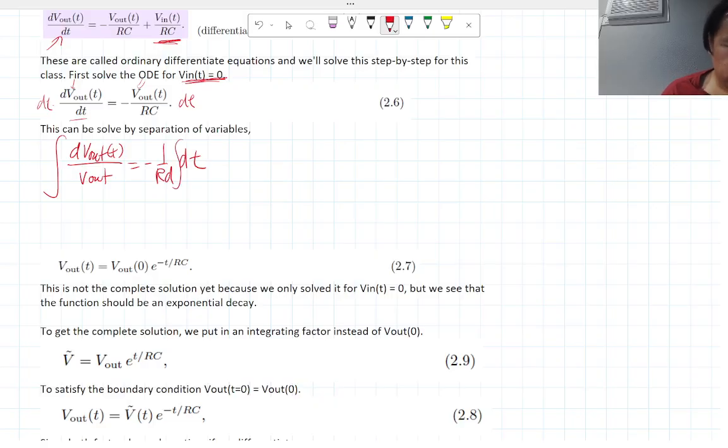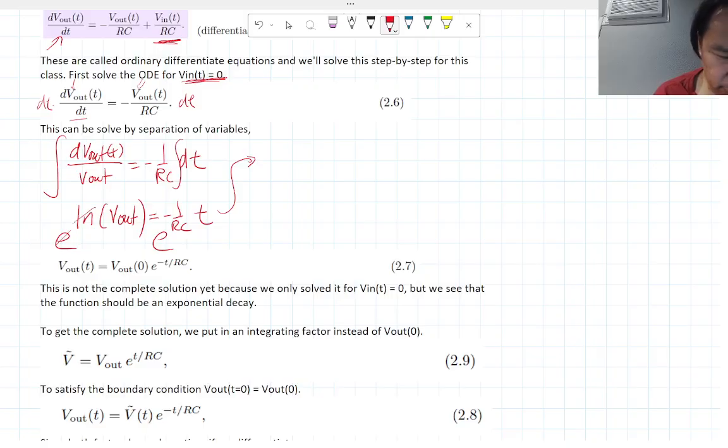Something that integrates to 1 over itself, right? So that's actually the natural log of V out. And this is not RD, it's RC. 1 over RC is just a constant, and the integral of a constant times dt just gives you t. Well, the solution for this is that you exponentiate both sides to get rid of the natural log.